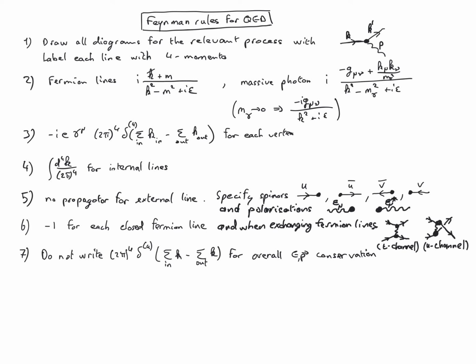Rule number 5, we do not associate propagators for external lines, but we still need to specify their spins. Rule number 6, we haven't seen this one, but we won't probably use it. It's we associate the factor -1 for each closed fermion line. And rule number 7, we do not write explicitly the energy momentum conservation for the overall process.